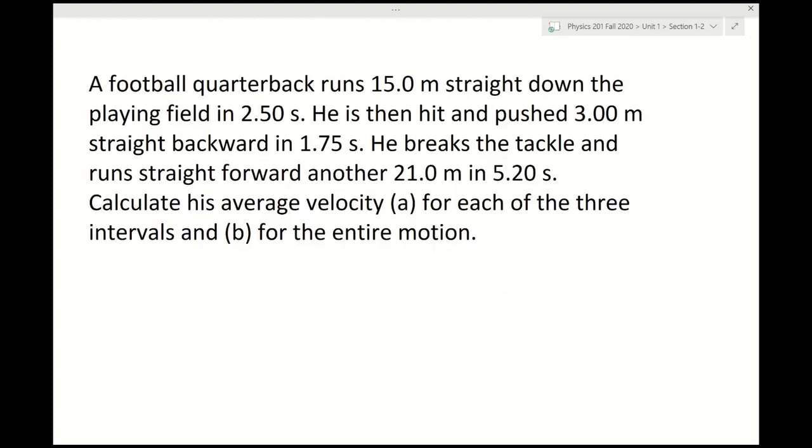A football quarterback runs 15 meters straight down the field in 2.5 seconds. He's then hit and pushed 3 meters straight backward in 1.75 seconds. Breaks the tackle and runs straight forward another 21 meters in 5.2 seconds. Calculate his average velocity for each of the 3 intervals, and then for the entire motion. Okay, so each of the 3 intervals, I1, that's our first interval.